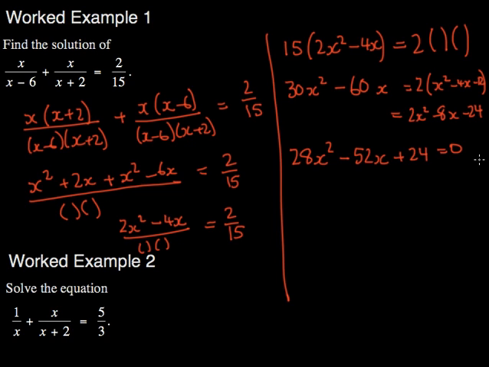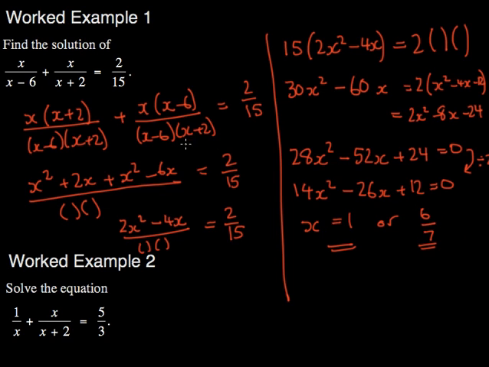I might, at this stage, try to divide everything by 2. And that might make my algebra a little simpler. So this is then going to be 14x squared minus 26x plus 12 equals 0. And luckily, this actually factorizes. You could use your quadratic formula here as well. Whichever method you want to use, you'll find that your values of x will be 1 or 6 over 7. So they're your 2 values.